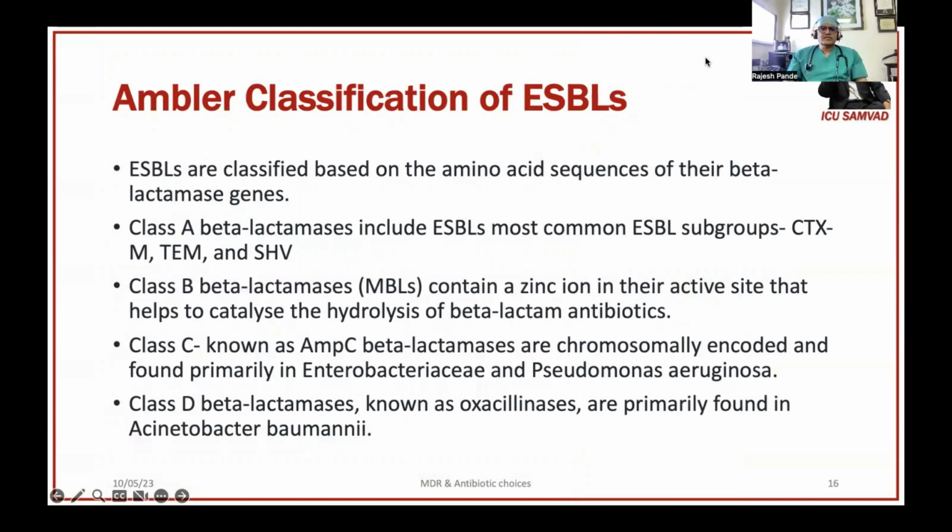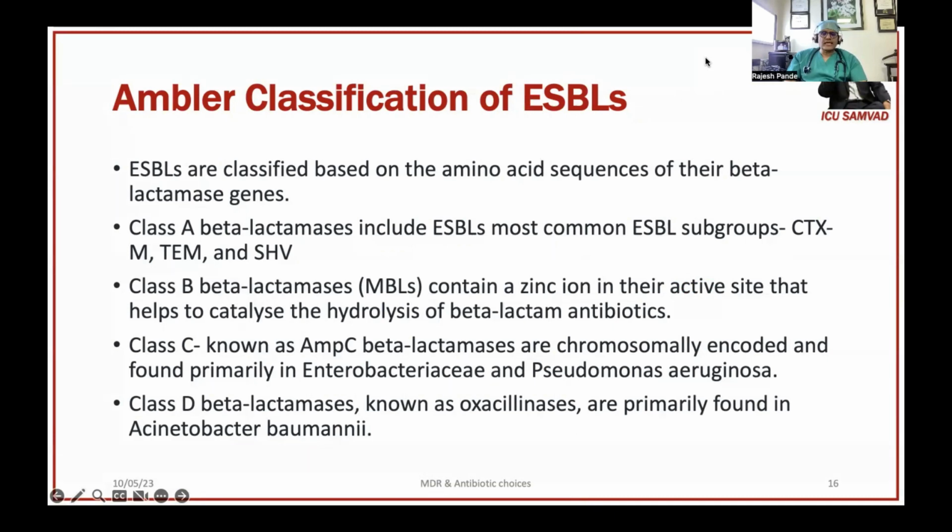That is a simple classification which is based on the amino acid sequence of the beta-lactamase genes that are present in the bacteria. We have class A, B, C, and D. Broadly speaking, class A includes most common ESBLs like CTX-M, TEM, SHV. Class B is metallo-beta-lactamases. These contain a zinc ion in their active site, which helps in the hydrolysis of beta-lactam antibiotics. So the examples are VIM, IMP, and the notorious NDM-1.